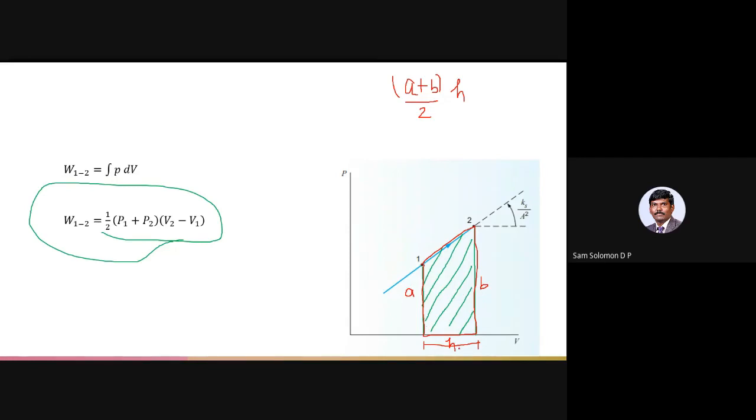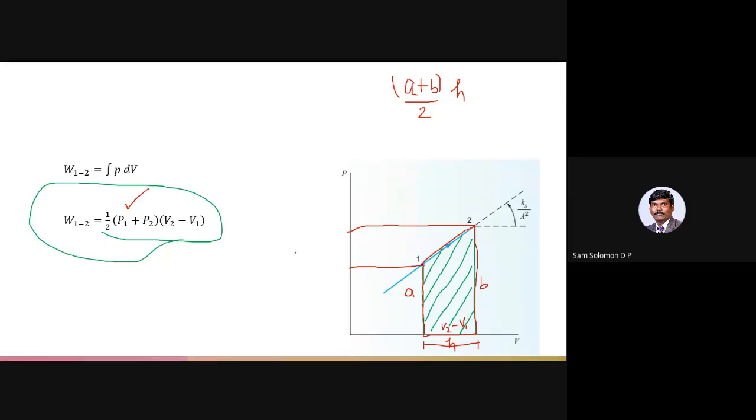into height. Okay, so A is going to be P1 and B is going to be P2, and that is why you have the first term half into P1 plus P2, and height will be V2 minus V1. So this particular line will be V2 minus V1. Okay, so that is your height. So your answer would be half of P1 plus P2 into V2 minus V1.